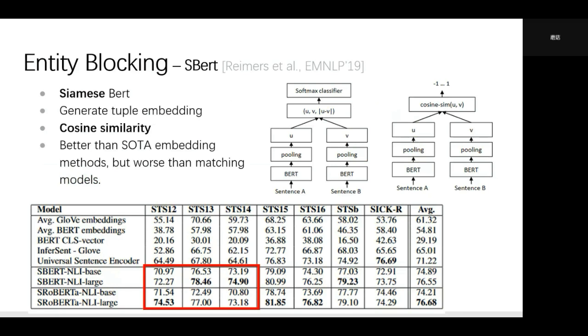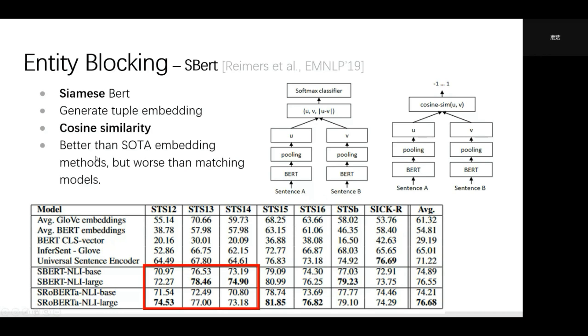So see this figure. If two sentences or tuples A and B are similar or match, then the cosine similarity of their embeddings should be very high. Because BERT is a pre-trained model, the accuracy is better than the SOTA embedding method. But from our experiments, the accuracy is worse than some matching models, which we'll discuss later.